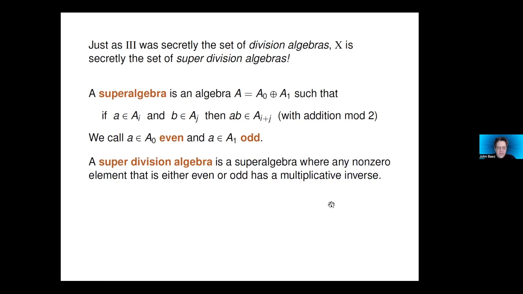And then a super division algebra is a super algebra where any non-zero element that is either even or odd, so that it completely lives in one or the other of these two pieces, has a multiplicative inverse. So there again, this clause is weakening the usual condition on a division algebra that says that anybody who's not zero has a multiplicative inverse. Here we're saying only the ones that are homogeneous, only the ones that actually live in one of these two pieces, have to have a multiplicative inverse. So that's how we get to have more super division algebras than we had division algebras.